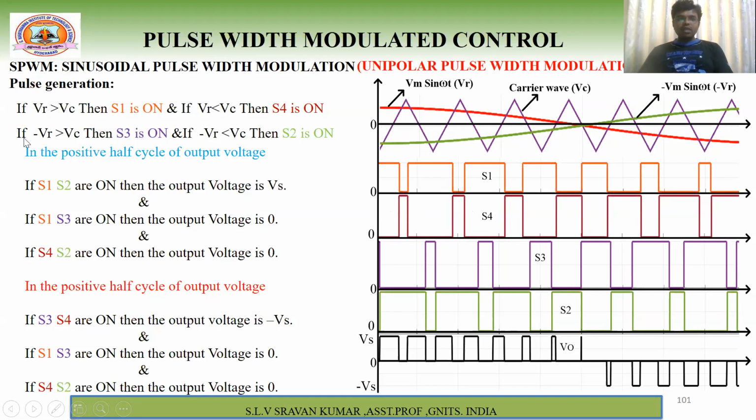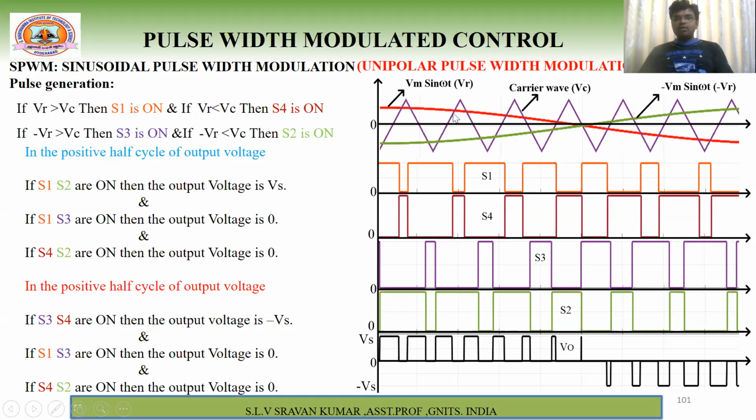Next, if minus Vr is greater than Vc, this is minus Vr. So this minus means, let us say, this is minus 3, or let us say minus 5. This minus 3 is greater than your Vc. Therefore S3 will be turned on, and once S3 is turned on, S2 will be off. Simple logic. Like that you have to go for the generation of the pulses.